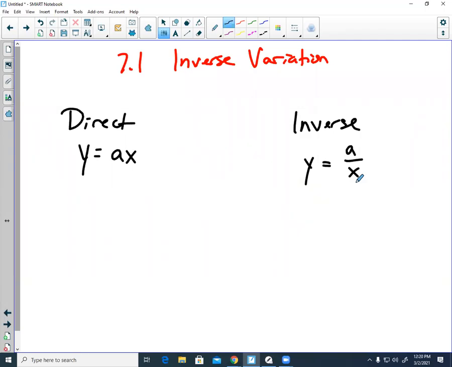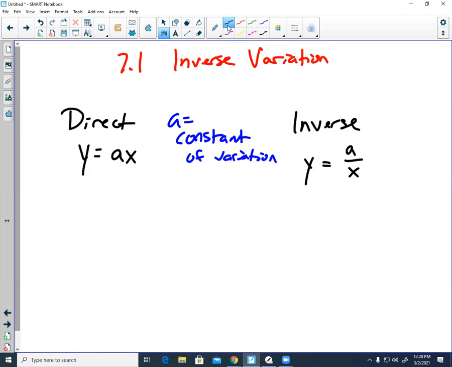All right? So direct variation is when you have y equals a times x. A is kind of like the slope, and inverse variation is a over, or being divided by. So you'll notice that one of these is a multiplication operation and one of them is a division operation. But in both of these, a stands for, the words behind it are called the constant of variation. So a is the constant of variation, okay?